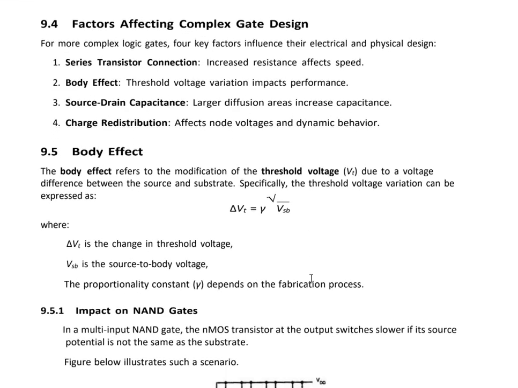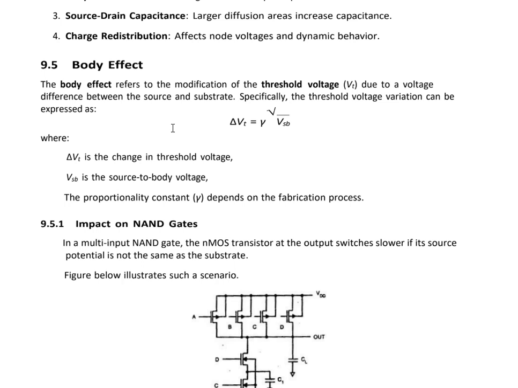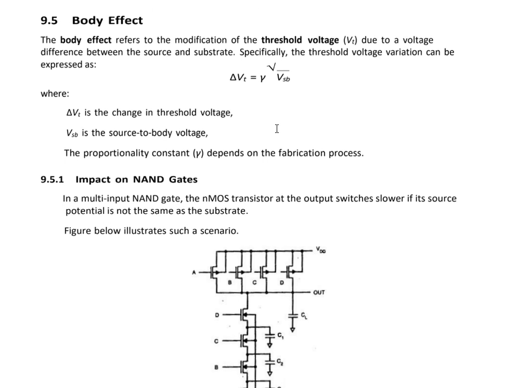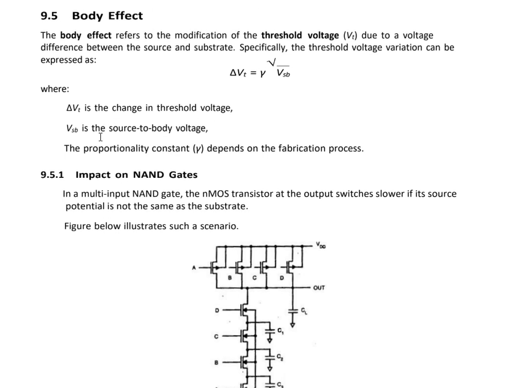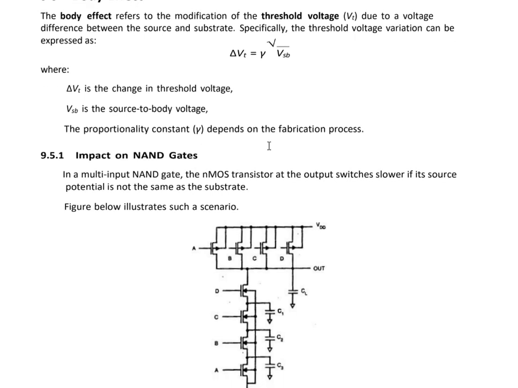Next, the factors in implementing complex gate design would be the series transistor connection, body effect, source to drain capacitance, as well as the charge redistribution. So this we have discussed in the previous module also, that is body effect. Body effect refers to the modification of threshold voltage due to the difference between the source and the substrate terminal. So delta Vt is equal to gamma into square root of VSB, that is the threshold voltage variation expression, where delta Vt is the change in the threshold voltage and VSB is the source to body voltage. And the proportionality constant gamma depends on the fabrication process.